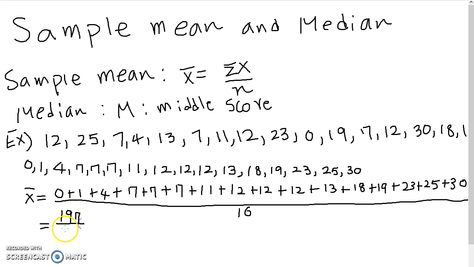Then we'll have to divide it by 16. Okay, let's find out what we have here. 197 divided by 16, I have 12.3. So the sample mean, the average, is going to be 12.3.